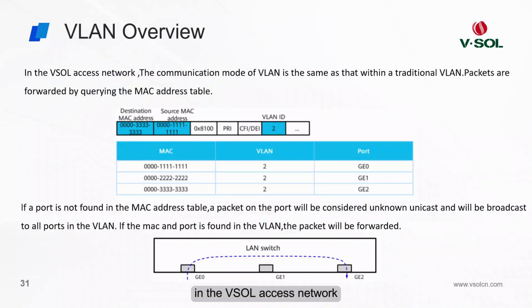In the VSOL access network, the communication mode of VLAN is the same as that within a traditional VLAN. Packets are forwarded by querying the MAC address table. If a port is not found in the MAC address table, a packet on the port will be considered unknown unicast and will be broadcast to all ports in the VLAN. If the MAC and port is found in the VLAN, the packet will be forwarded.